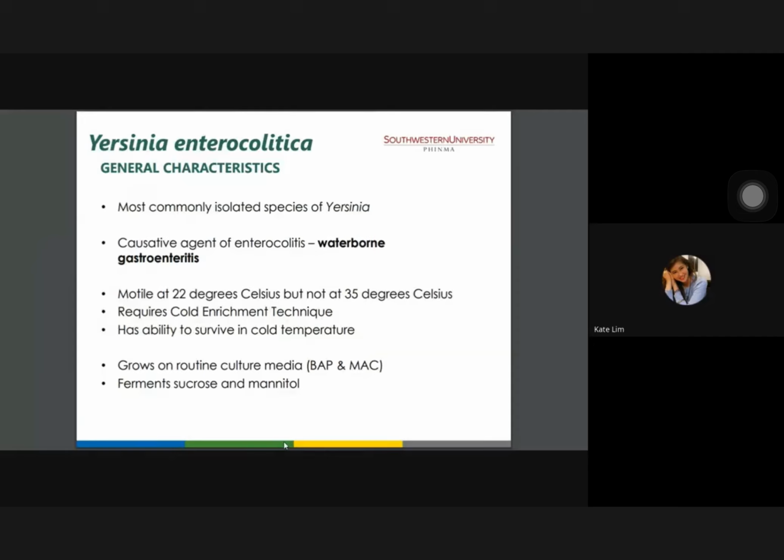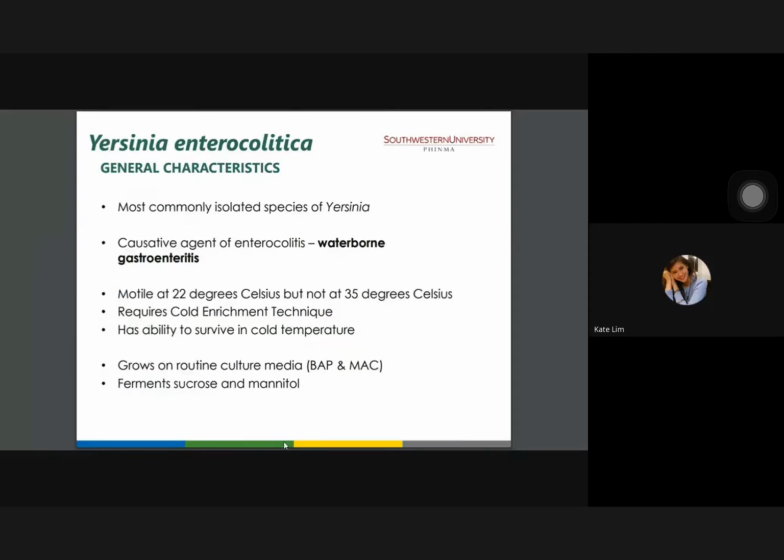Your enterocolitica is very unique. It has one distinctive feature: it is temperature sensitive. It is very motile if it's cold. If it's cold, it is very active. But it is not motile when it is hot.